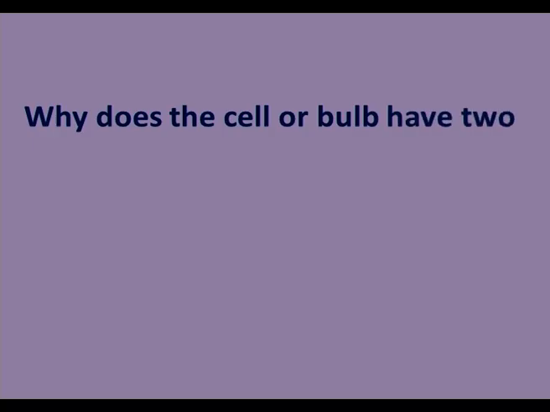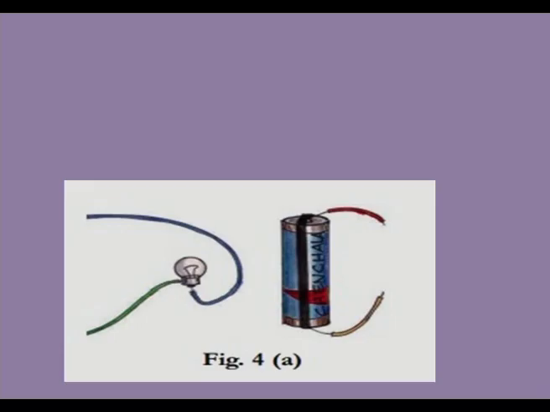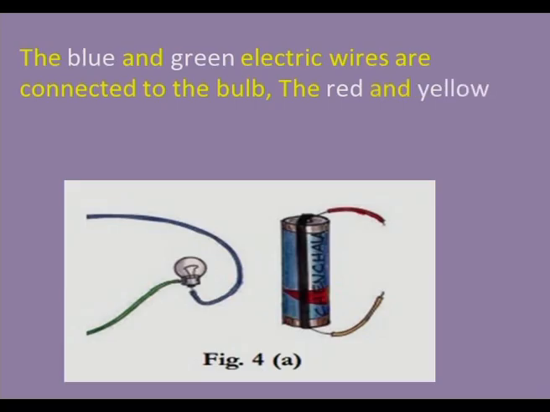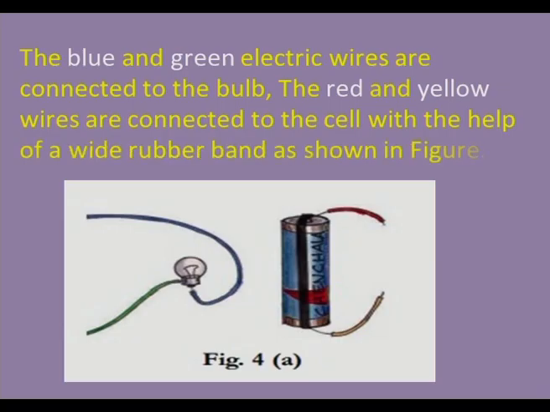Why does the cell or bulb have two terminals? Let us see how the bulb glows with the help of the cell. Now in this figure we have a battery, a red wire, a yellow wire, a blue wire and a green wire. The red wire and yellow wire are attached to the cell, and the bulb is attached to the green wire and blue wire. Now with the help of them, we will construct a simple circuit. The blue and green wires are connected to the bulb, and the red and yellow wires are connected to the cell with the help of a wide rubber band.